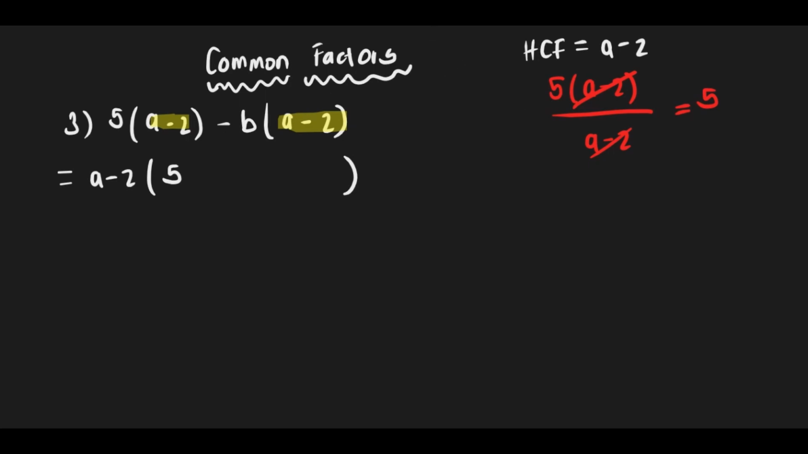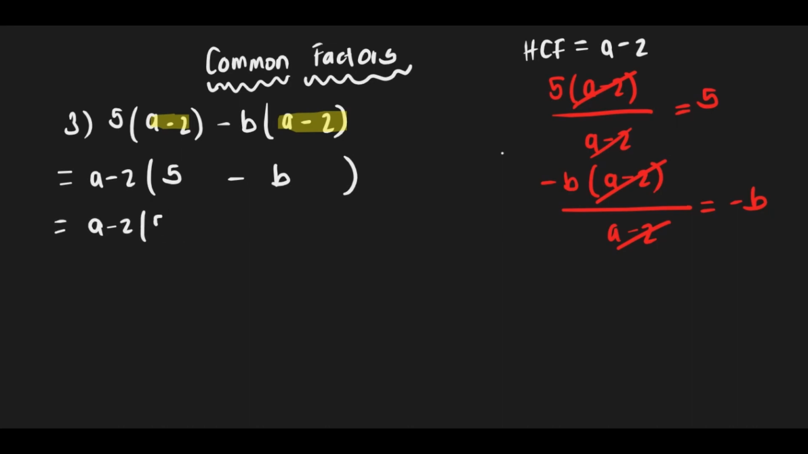Then here, we're going to take the second term, which is going to be negative b. Then it's going to be a minus 2 divided by the highest common factor, which is a minus 2. Then the a minus 2 are going to cancel out, so you're going to be left with negative b. So here, what we're going to write is minus b. So this will be your solution. Let me write it properly. It's going to be a minus 2, open bracket, 5 minus b. So this will be your final solution. Let me put it in a bracket like this. So this is how you should write it.